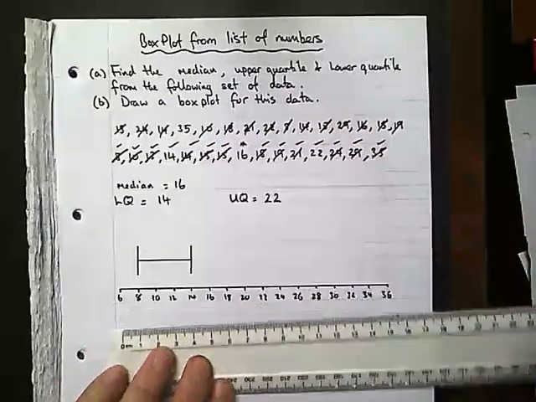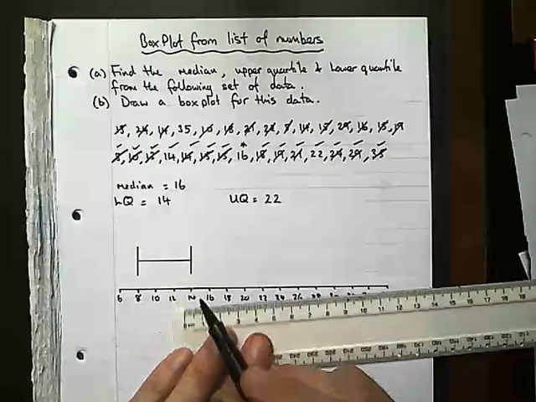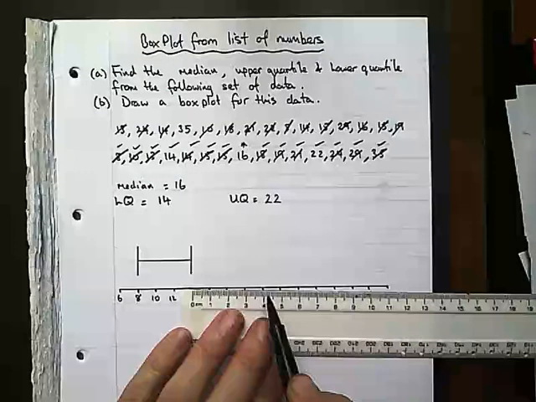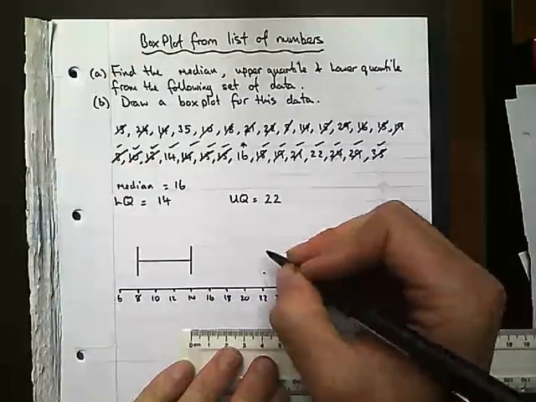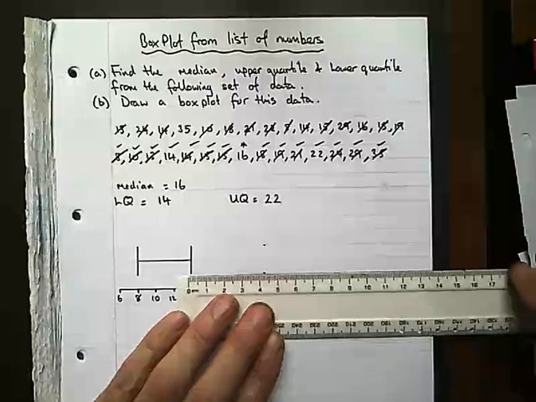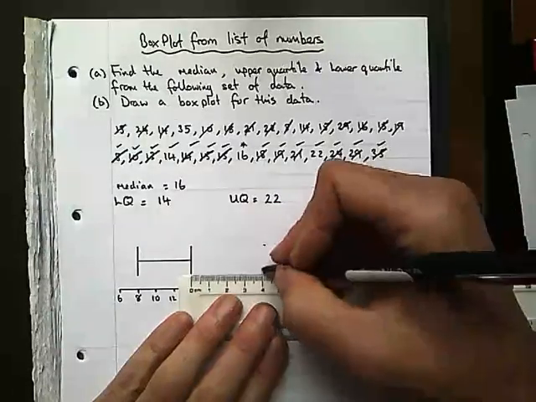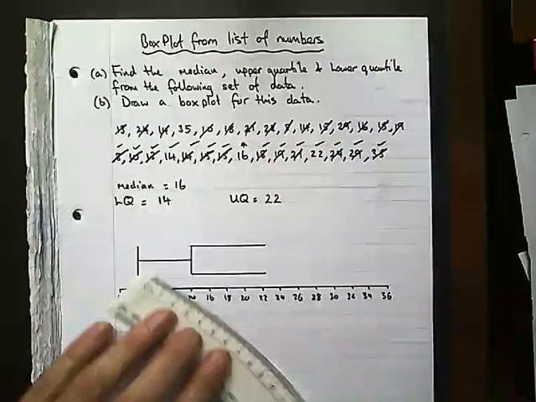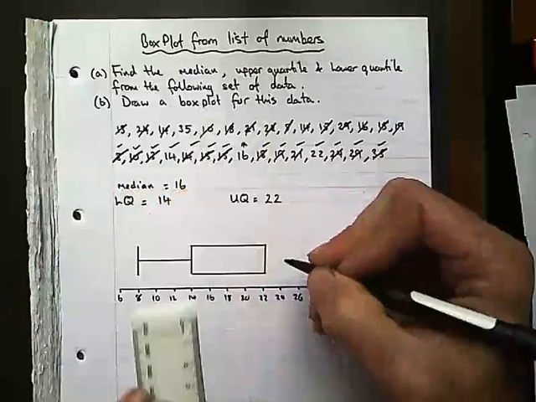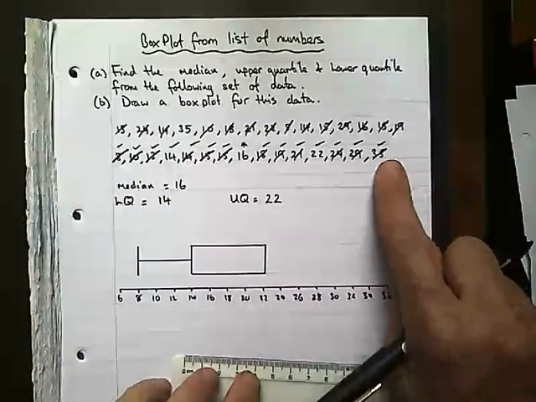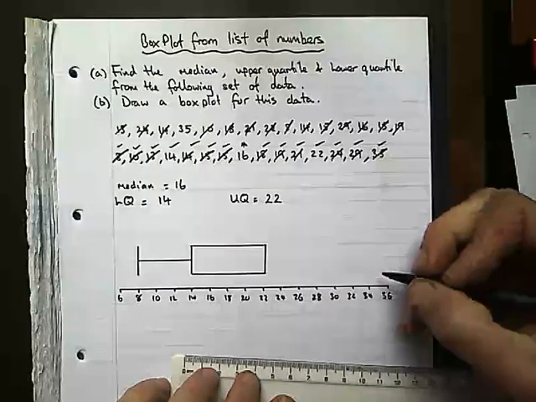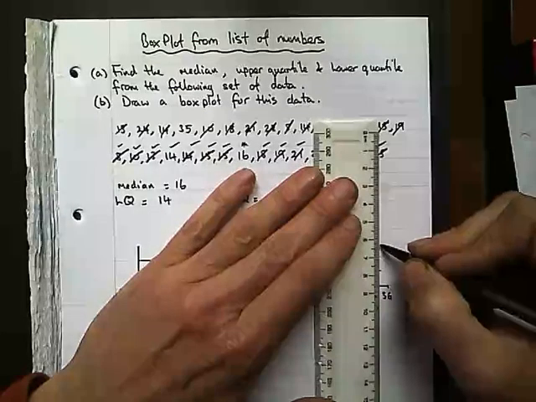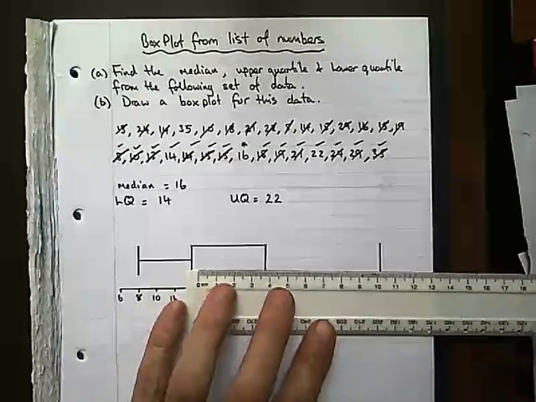And now this is where the box starts. And the box goes from the lower quartile all the way up to the upper quartile. So we're going to go from 14 to 22. So 22 is here. So this is where our box is going to be. The highest value is 35, so I'm going to have to put a line all the way up to this point, which is 35. And remember, we join that with a whisker.